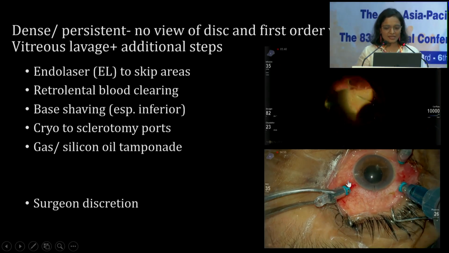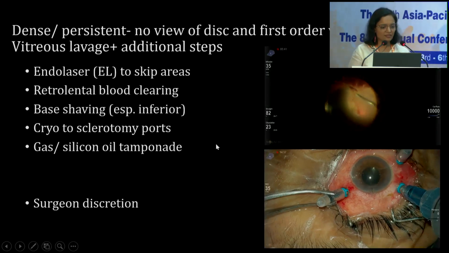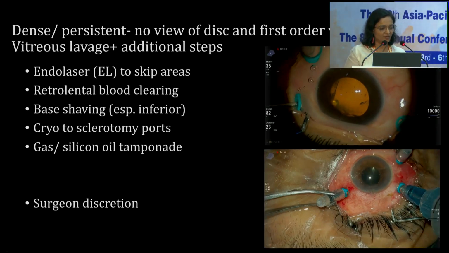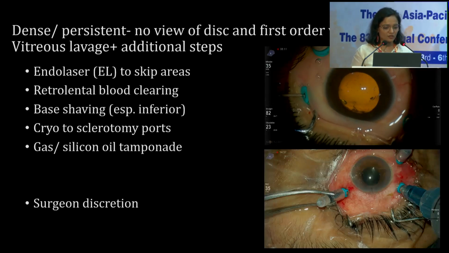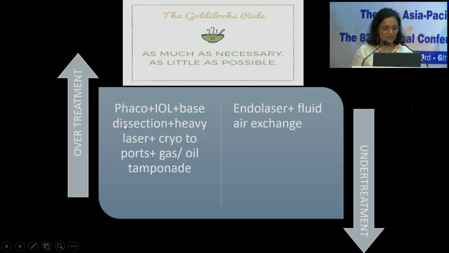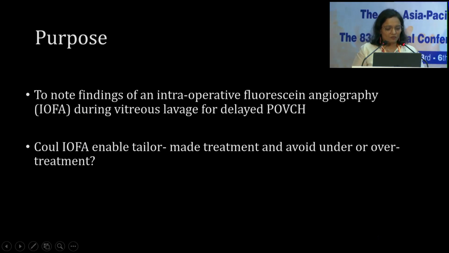However, when it is dense and persistent, it is necessary to do a vitreous lavage, which includes endolaser, retrolental blood clearing, base shaving, cryo to the sclerotomy ports, and silicone oil or gas tamponade. All these steps, however, are left to surgeon discretion. When we do too much, it could be an over treatment, and when we do just a fluid air exchange, it could be under treatment. So we wondered if we can do as much as necessary with as little as possible, like the Goldilocks rule. We wondered if IOFA could enable tailor-made treatment and avoid under or over treatment.